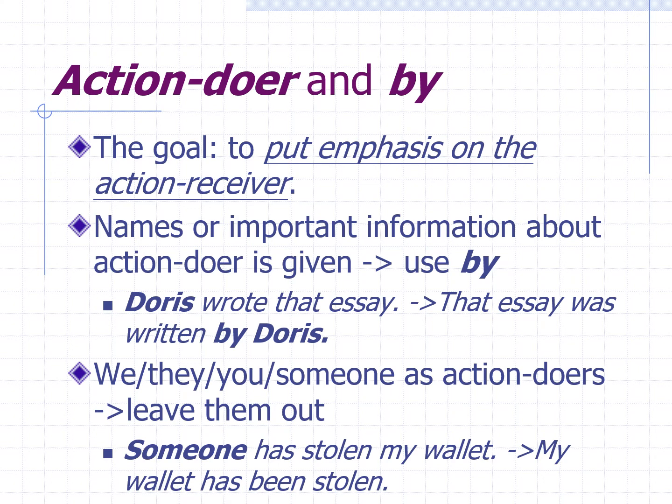Someone has stolen my wallet. When we change it into passive voice, it becomes my wallet has been stolen. Okay, now the action doer, someone, is like unknown. It doesn't really tell you who stole your wallet, right? Okay, so when you write it in passive voice sentence, you can just leave them out altogether. All right, you don't have to include it and introduce it by. All right, you don't have to say my wallet has been stolen by someone. All right, it doesn't really give anyone any important information. Okay, so in this case, you can just leave them out.